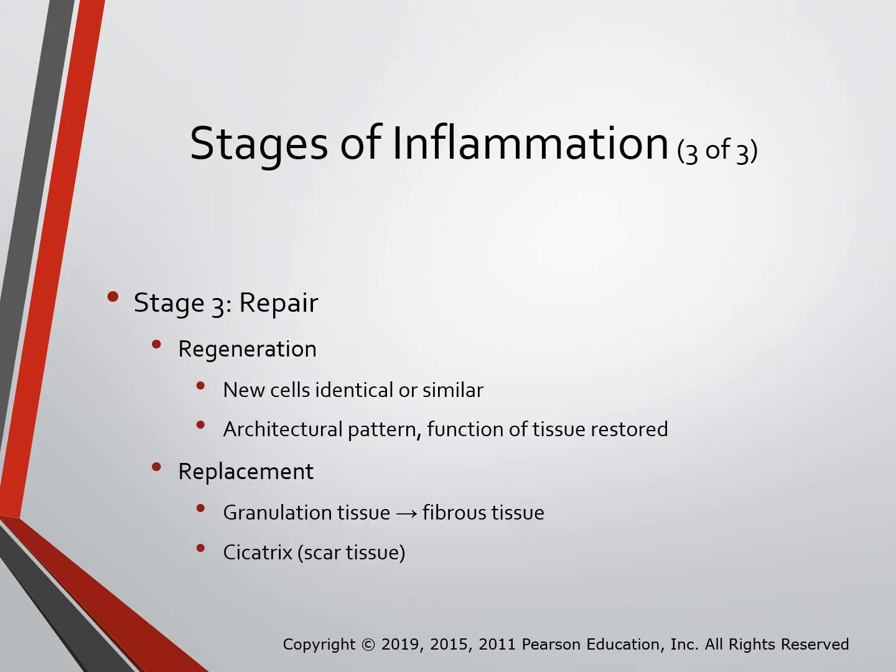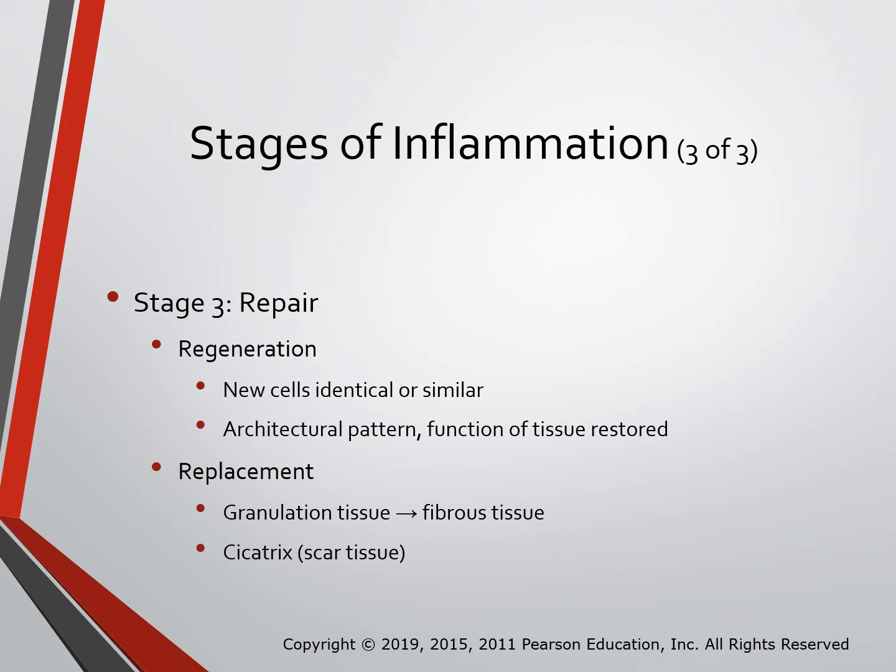Stage 3, we've got regeneration and replacement. The third stage of the inflammatory response involves the repair of injured tissues by regeneration or replacement with fibrous tissue or scar formation. Regeneration is the replacement of destroyed tissue cells by cells that are identical or similar in structure and function. Damaged cells are replaced one by one, and new cells are organized so that the architectural pattern and function of the tissues are restored.